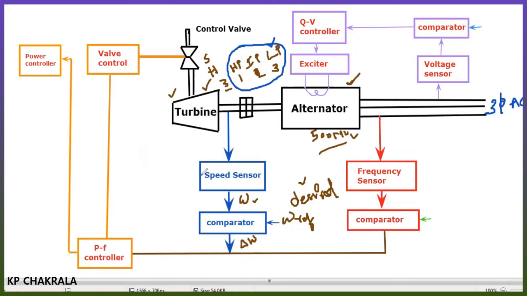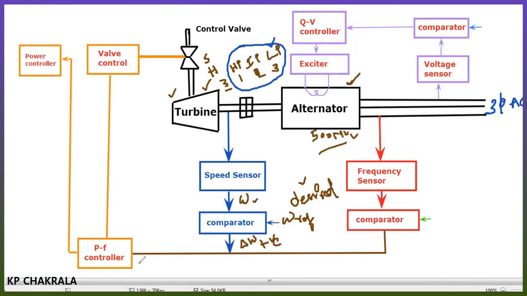Let us consider one case. The speed of the alternator is greater than the reference value, or the desired value. Then delta omega will be positive, because omega reference is a certain value and the actual value is greater than the omega reference value. So the change in the speed will be positive and this is given to the PF controller. Then as the speed of the turbine is more, we have to bring it back to the reference value or desired value. That is our aim. How is it happening here?